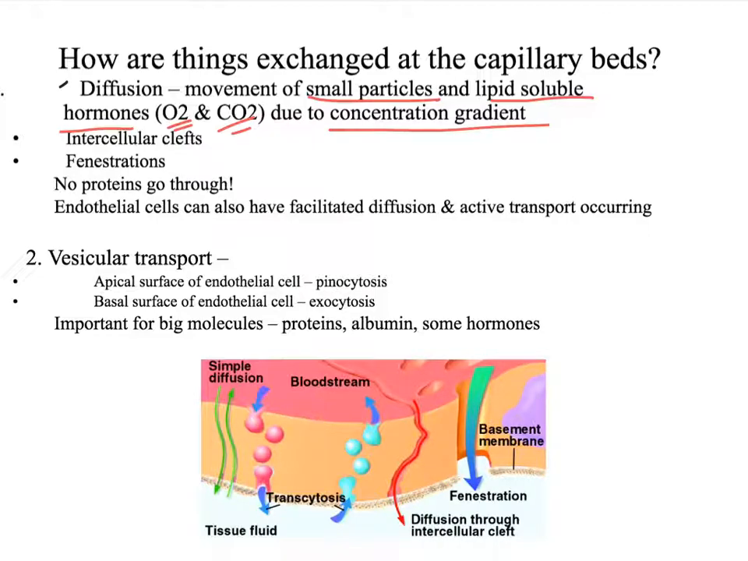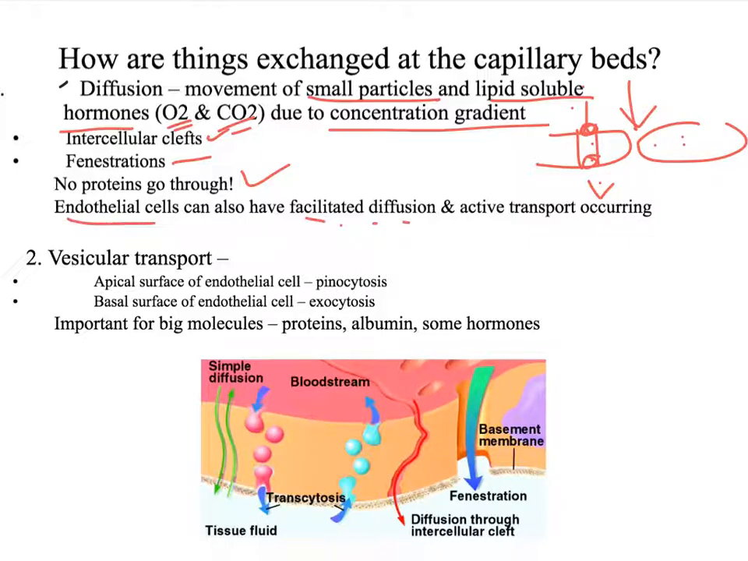Okay, so they can go through intercellular clefts, which are spaces in between the cells, and they can go through fenestrations, which are holes in the cell. Now, no proteins diffuse through. Proteins can't diffuse through. They're too big. It's also important to remember that these are cells, so they could have facilitated diffusion and active transport occurring too.